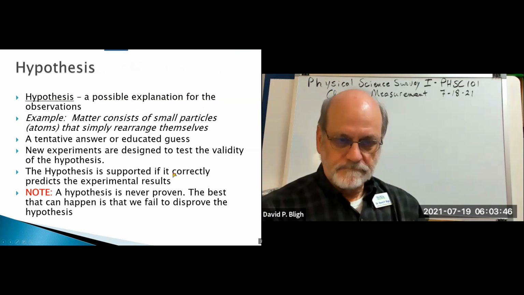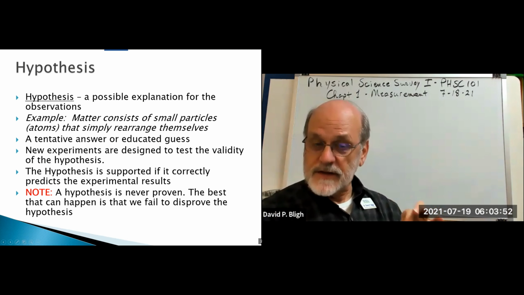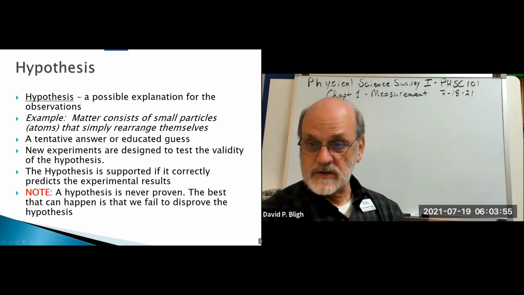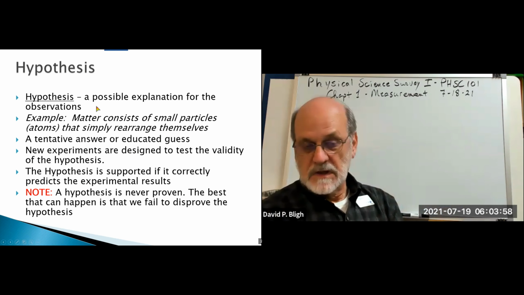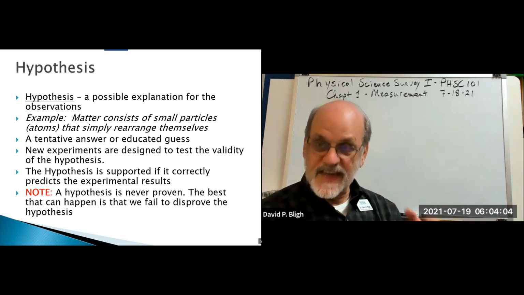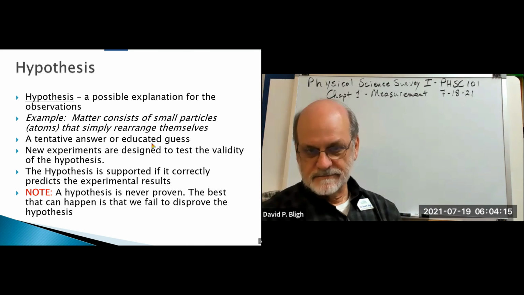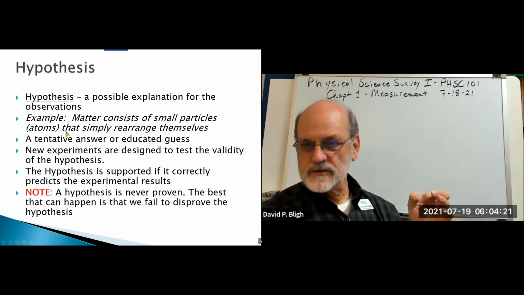All right. So here's what I mentioned earlier, the hypothesis. The hypothesis is a possible explanation for the observations. Once you've made an observation and you think you know how to explain it, you formulate that into a statement which can be tested. So, for example, matter consists of small particles, atoms, that simply rearrange themselves. That would be a hypothesis.